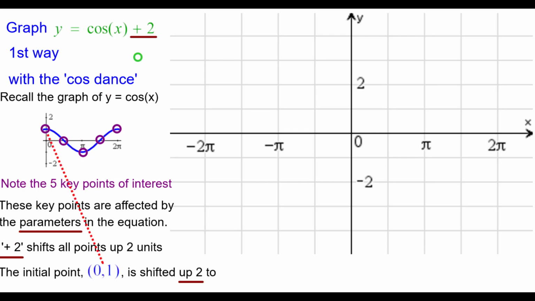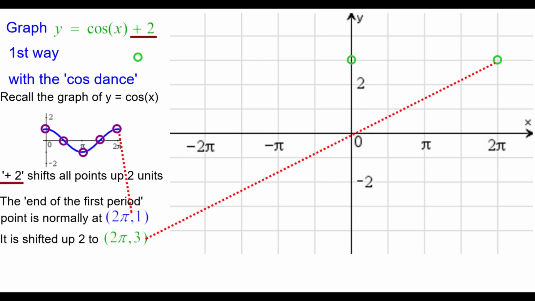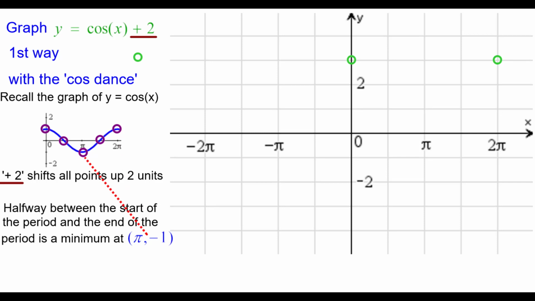Starting with the initial point, which is normally at 0, 1, a max, it is shifted up 2 units to 0, 3. So let's go ahead and plot 0, 3. The end of the first period normally is at 2 pi, 1, a max, but it shifted up 2 to 2 pi, 3, so let's plot 2 pi comma 3. Halfway between the start of the period and the end of the period is a minimum at pi, negative 1, but we're going to shift that up 2 to pi, positive 1, so let's plot that one.